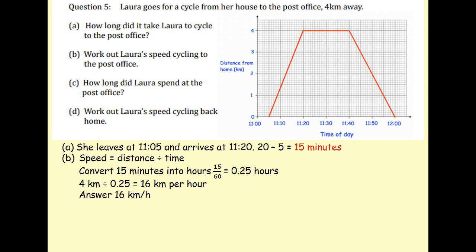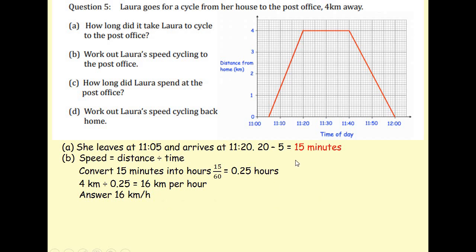So normally we would be given her speed in kilometres per hour. It's quite rare to see kilometres per minute, but the time that we've worked out that she took to travel there is 15 minutes. So I would first convert the 15 minutes into hours. There are always 60 minutes in an hour, so the method to turn minutes into hours is simply to do 15 divided by 60. The number of minutes divided by 60 will give you the time in hours.